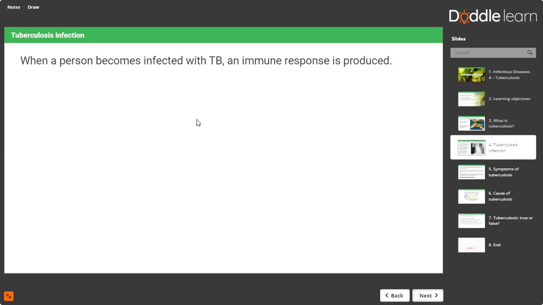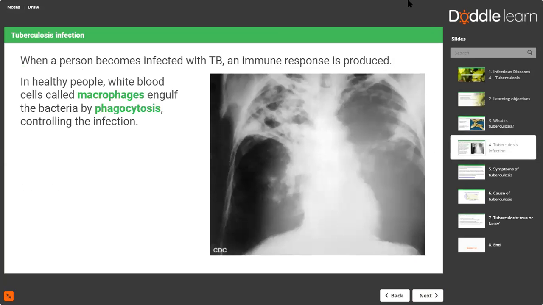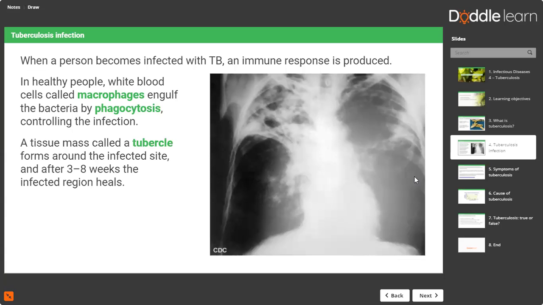So what is a tuberculosis infection? When a person gets infected with TB, an immune response is produced. In healthy people, white blood cells called macrophages, that we've talked about before, come along and engulf the bacteria by phagocytosis, controlling the infection. Like we said before, they come along, engulf it, release all these different enzymes, digest it, and the bacteria is killed, it was destroyed, and the body gets back to normal.